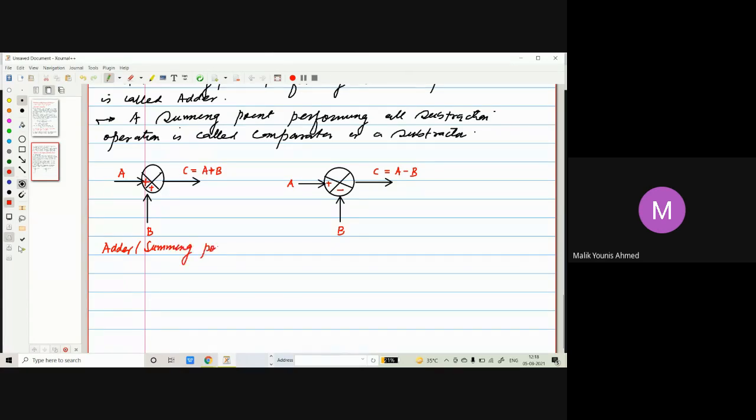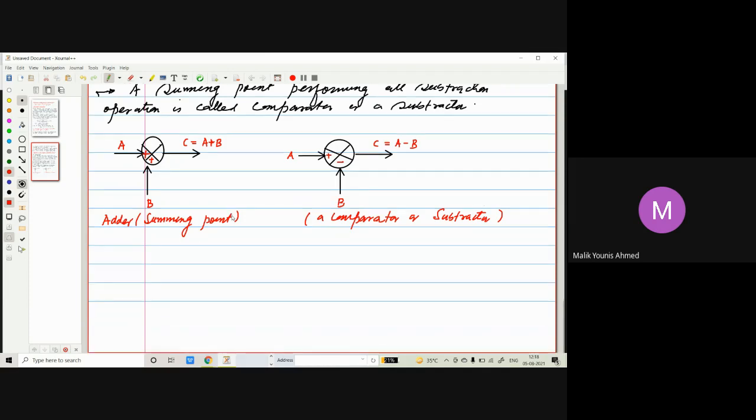Second, we call it a comparator, and then it's also called a subtractor. So very simple. Signals which are with a positive sign will be treated as positive, with a negative sign will be treated as negative. So that's all. Very simple analysis for this one.